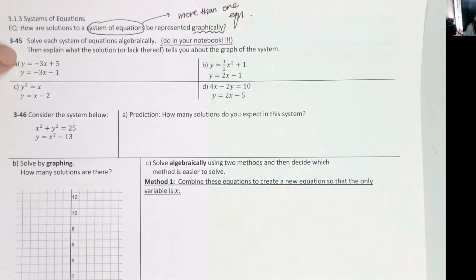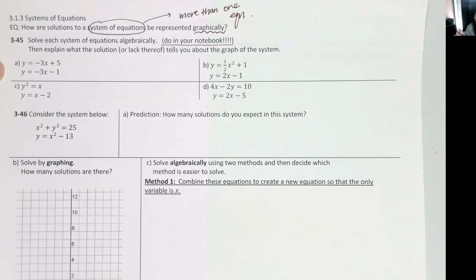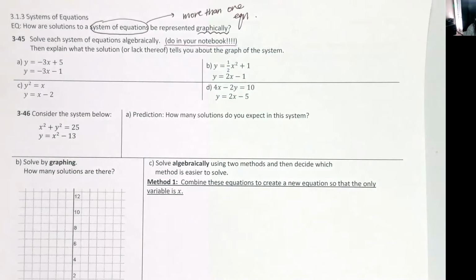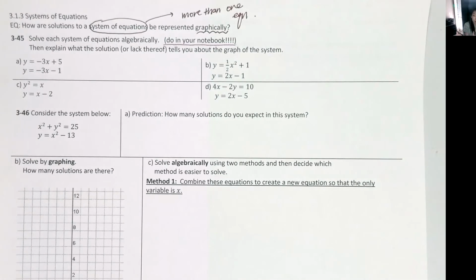As you can see, you've got more than one equation. You can do this on your own. You can do this with your group or your partner, but I want you to do this in your notebook, showing your work. Find the solution, then explain or show what the solution tells you about the graph of the system. In other words, how is that solution going to look on its graph?